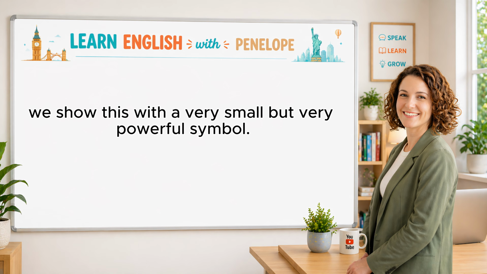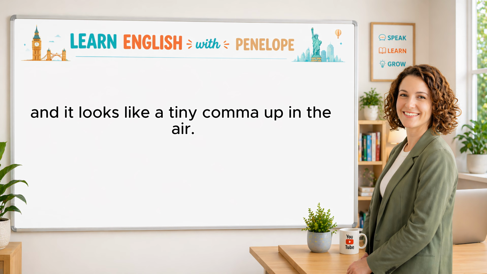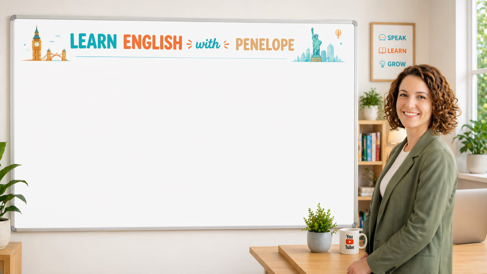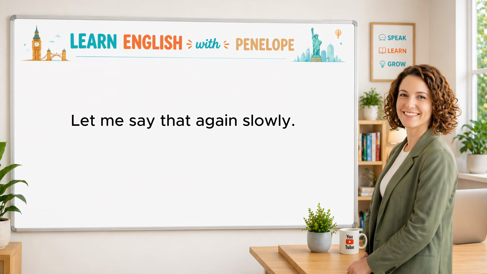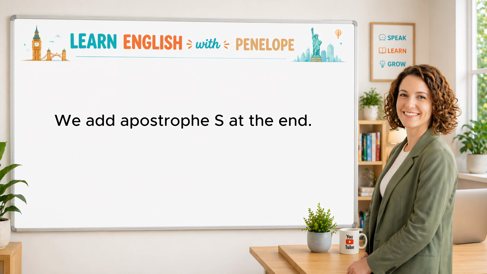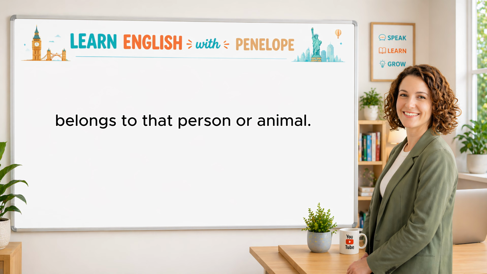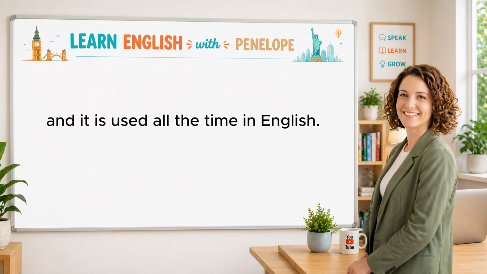In English, we show this with a very small but very powerful symbol. It is called an apostrophe, and it looks like a tiny comma up in the air. We write it after the noun, and then we add the letter S right after it. So the pattern looks like this. Noun plus apostrophe S shows that the noun owns something. Let me say that again slowly. We take the name of the person or animal. We add apostrophe S at the end. And this tells us that the next thing we mention belongs to that person or animal. It is short, it is simple, and it is used all the time in English.